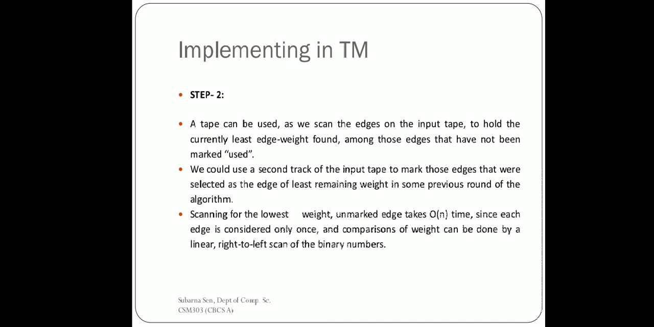So we can use the input tape where there are unmarked edges, meaning the edges which have not been used can be kept, so that we can explore only those. So we could use a second track to mark this, as I have told you. Now scanning the lowest weight unmarked edge takes order of n time. Why? Because the total number of edges is n, so the maximum time consumption is order of n time.